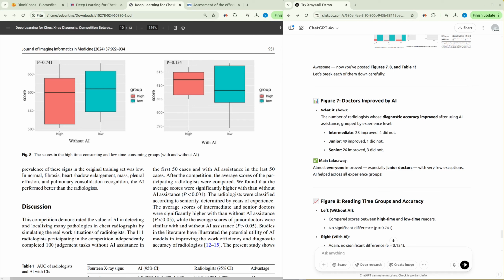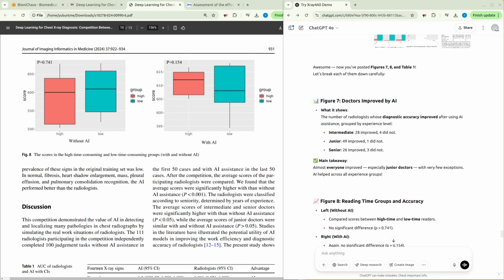Big overview, scores in high and low time-consuming groups. What it shows, left box plot without AI, compares the diagnostic scores between radiologists who took more time, high, and those who took less time. P equals 0.741 suggests no significant difference in scores based on how long they took without AI. Right box plot with AI compares the same groups when AI is used. P equals 0.154 also shows no significant difference in scores based on reading time with AI.